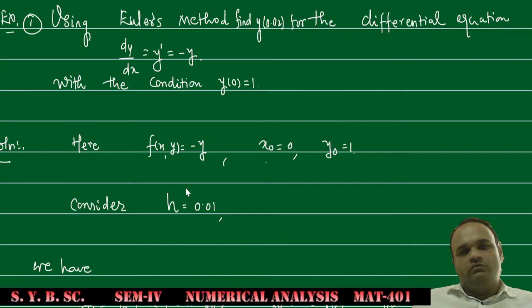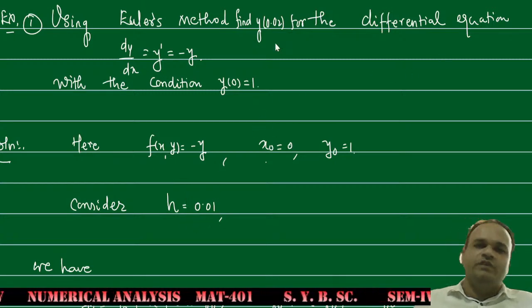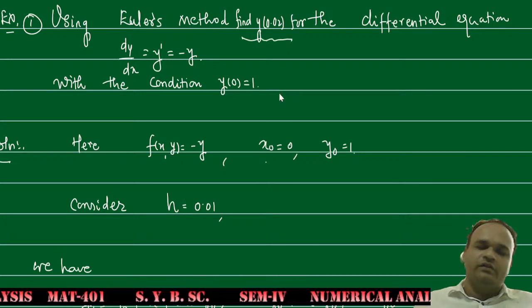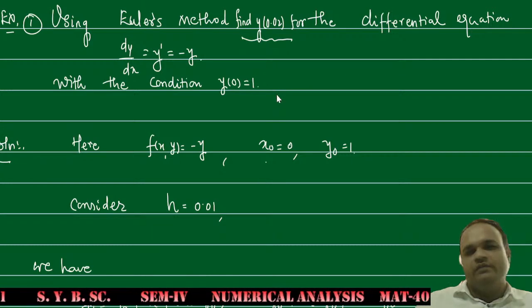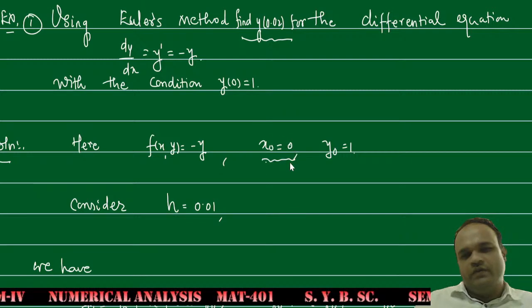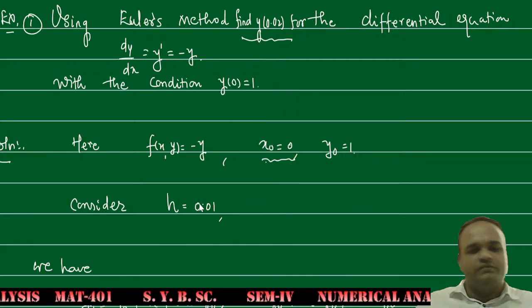So how to choose this h? That depends on which value you have to find. Here you have to find y of 0.02, so for that you have to choose h. You have to start from x0 equal to 0 and reach up to 0.02. So for that you have to choose h.